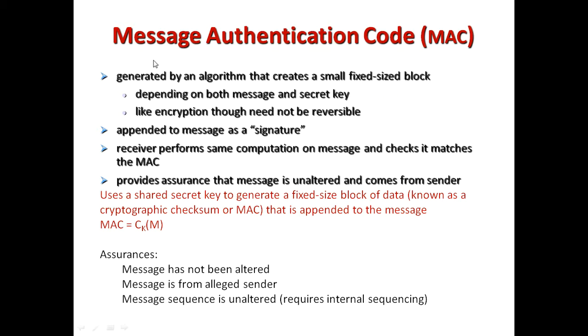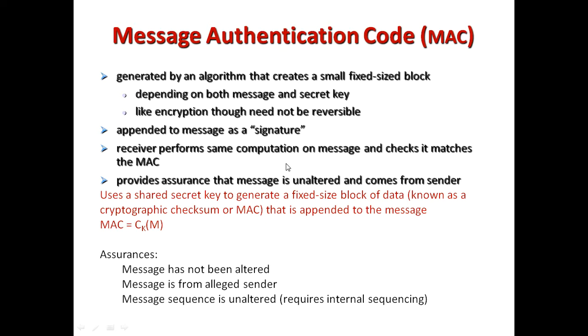The MAC code depends on both the message and a secret key. We input a secret key, and unlike encryption, it need not be reversible. In encryption we can do the reverse, like decryption, but in MAC code computation, once you compute the MAC code, it is not reversed. It is appended to the message as a signature. This MAC code is appended to the plain text as a signature, at the end of the text, and sent to the destination.